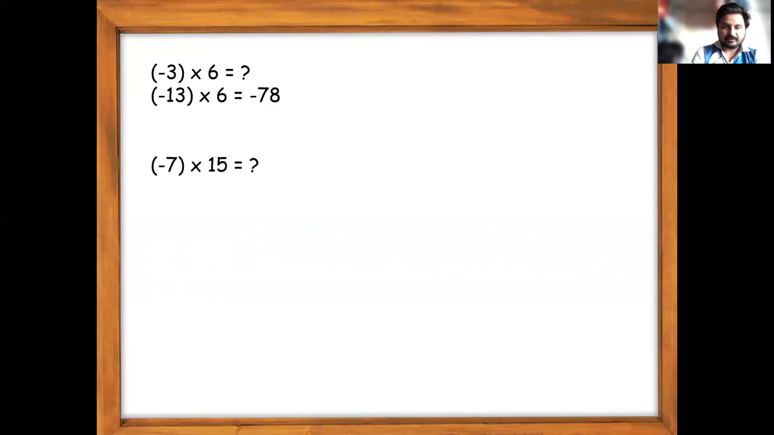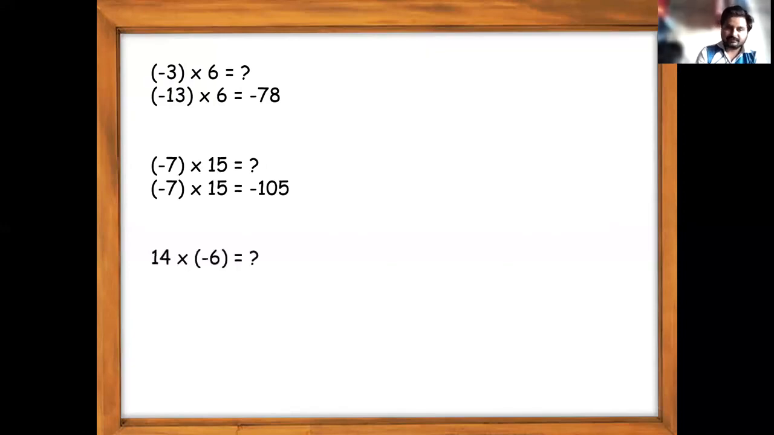Now I want you all to multiply these numbers and tell me what is the sign of both integers. So the sign of 7 is minus and the sign of 15 is plus. Okay. And tell me what is the sign of the answer which you will get. Absolutely correct. The sign of the answer would be minus. And the answer is 105.